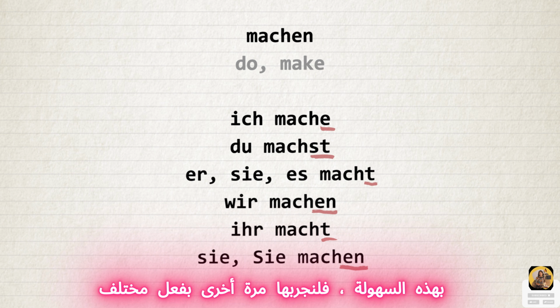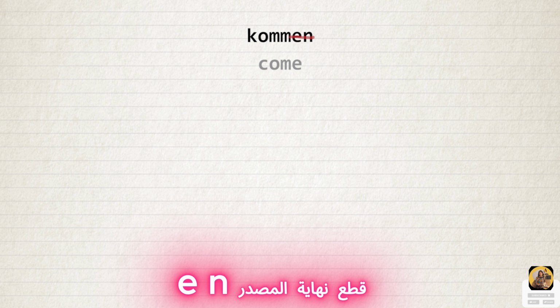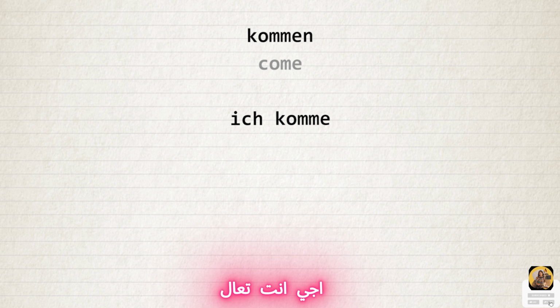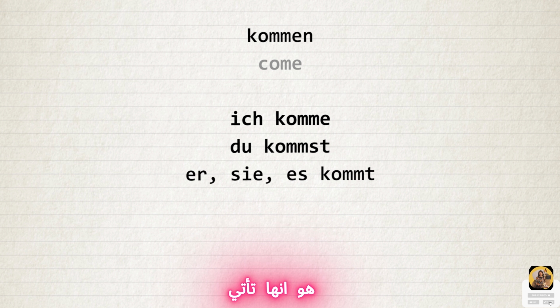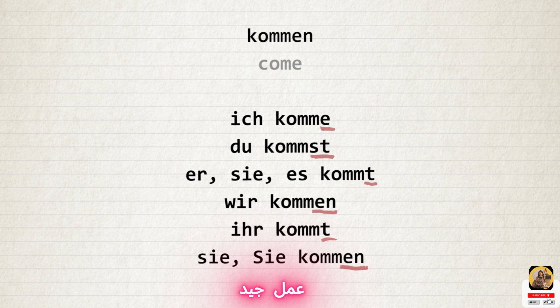Easy as that. Let's try it again with a different verb. For example, kommen, to come. Cut off the infinitive ending en. Add the present tense endings e, st, t, n, t, n. Ich komme, du kommst. Er, sie, es kommt. Wir kommen, ihr kommt, sie kommen. Good job!